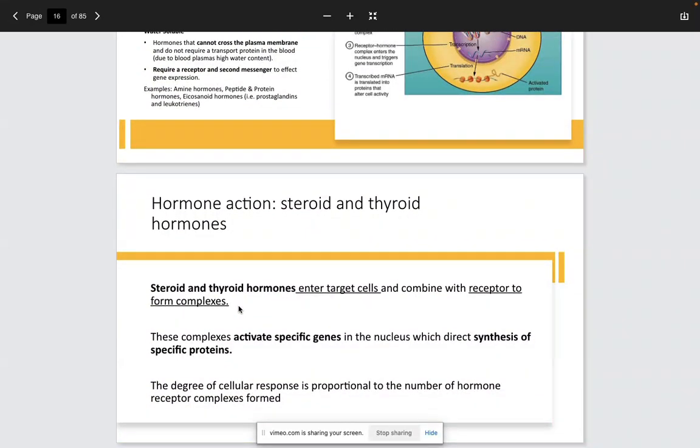Here's an example, steroid and thyroid hormone. Steroid and thyroid hormone enter target cells and combine with receptors to form complexes. These complexes activate specific genes in the nucleus and direct synthesis of specific proteins.